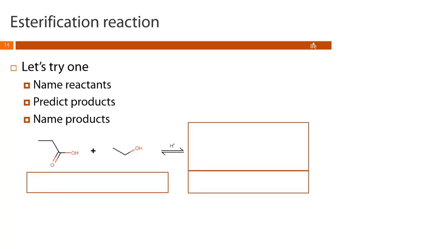So go ahead and pause this video, see if you can name the reactants, predict our products, and name the products. Okay, so we'll start by naming our carboxylic acid reactant. So our carboxylic acid reactant has 3 carbons. So a 3-carbon carboxylic acid is propanoic acid. Okay, now let's name our alcohol. So we have a 2-carbon alcohol, and a 2-carbon alcohol is ethanol.